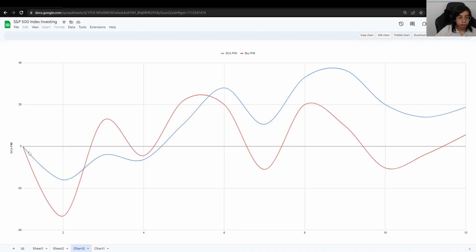This blue line represents dollar cost averaging per month. That means you're buying $6,000 every month, like a savings account, in the S&P 500. The red one is just buying on that month and not holding it for the next month, and then buying again in that month and then not holding it for the next month. You can see it's way better dollar cost averaging.